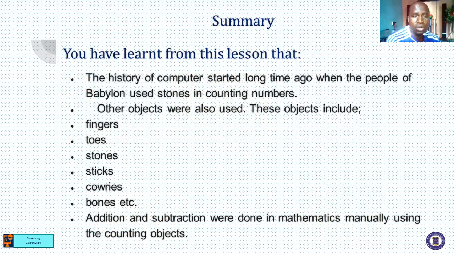But before I go, I would like to remind you that we have learned from this lesson that the history of computers started long time ago when the people of Babylon used stones and other objects in counting. So the other objects include fingers, toes, sticks, cowries, though cowries were used as money, then bones, etc. And we also use these objects for addition and subtraction.